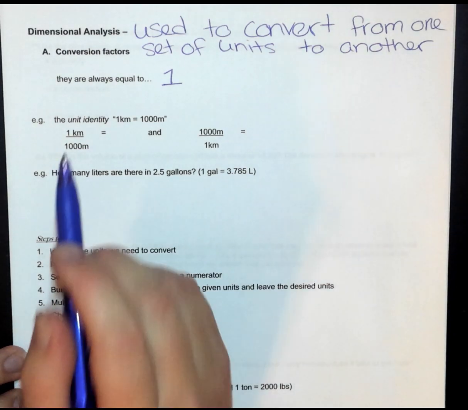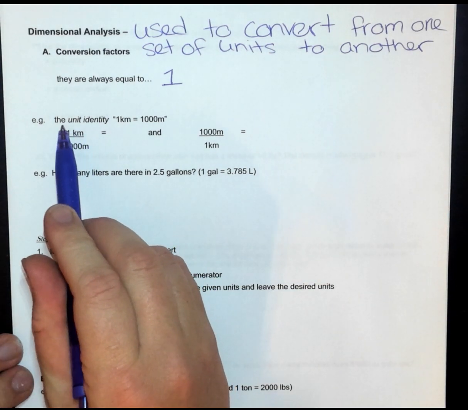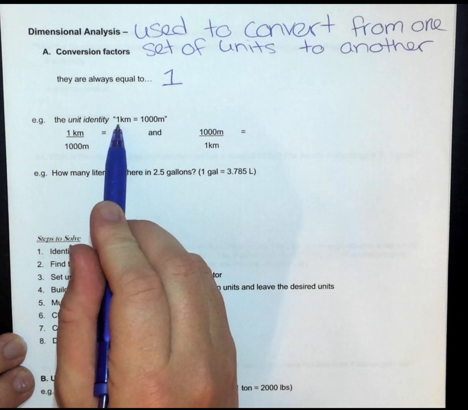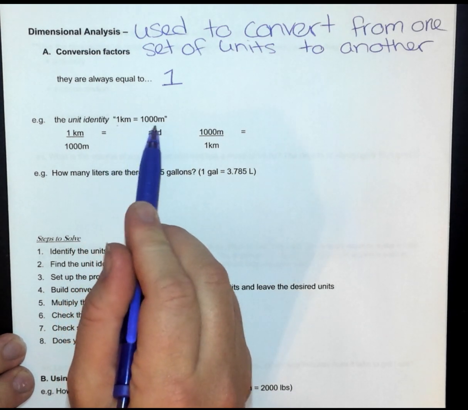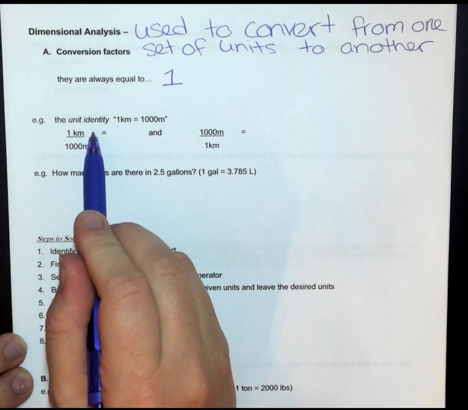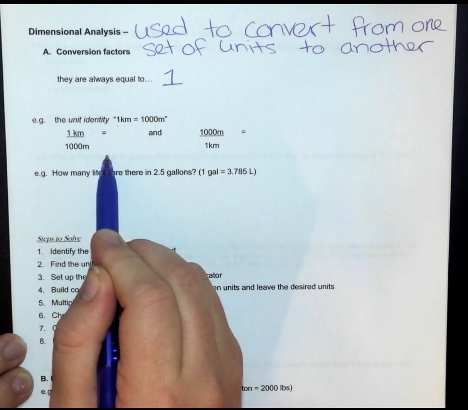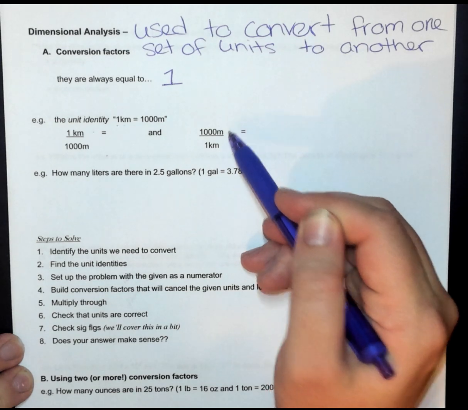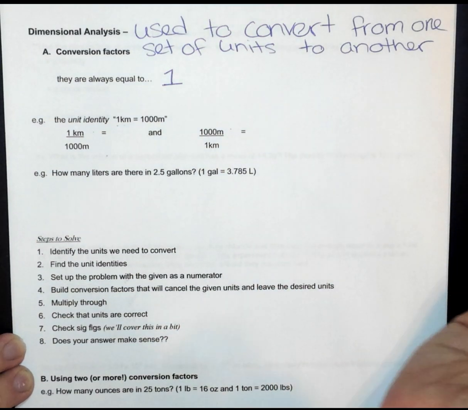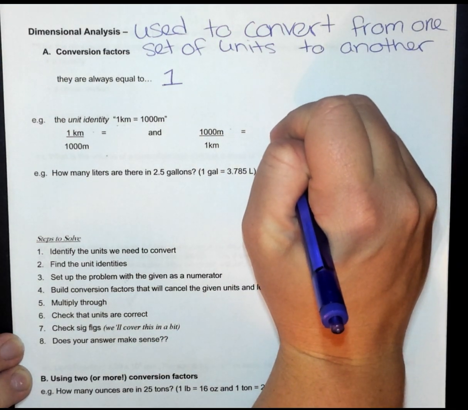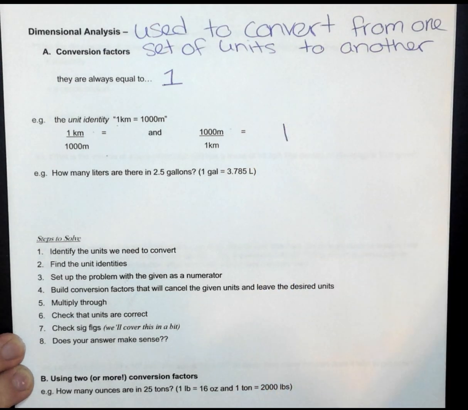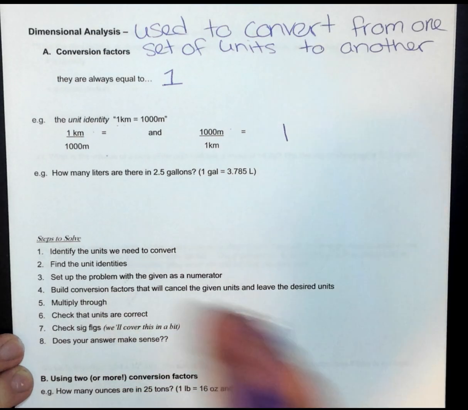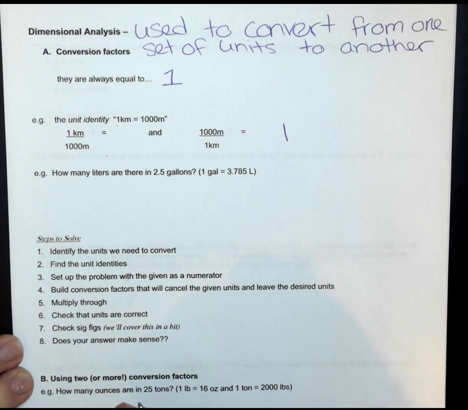So we use different unit identities, such as 1 kilometer is equal to 1,000 meters. Sometimes we might represent it as 1 kilometer over 1,000 meters. Sometimes we might have it as 1,000 meters over a kilometer. But ultimately, in the end, all of these equal 1. We're not changing the value of whatever measurement we're looking at. We're just changing the way it looks.